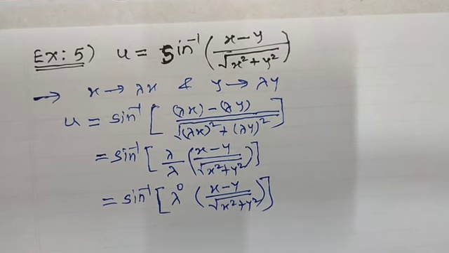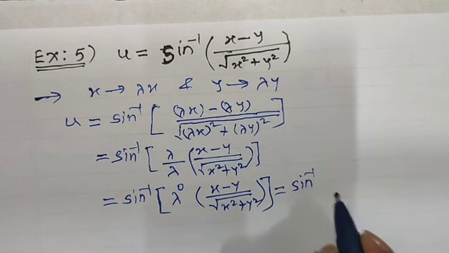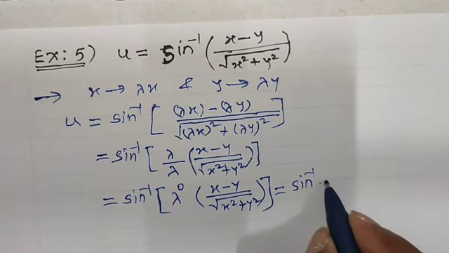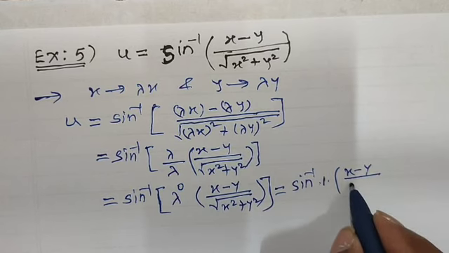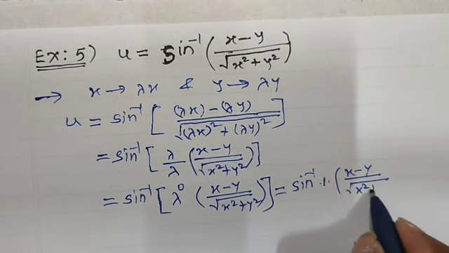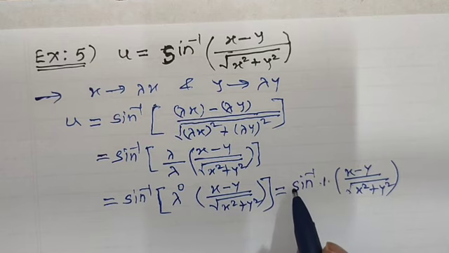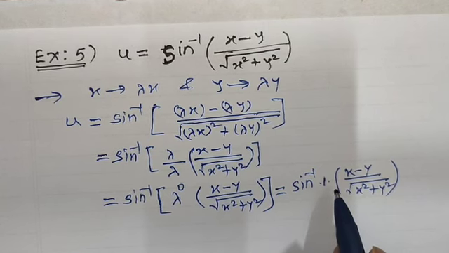But lambda to the power 0 is 1. So this is equal to sine inverse of lambda to the power 0, that is 1, into (x minus y) upon square root of x square plus y square. If we put 1 here, or if we take this 1 outside this function, then both will be same.